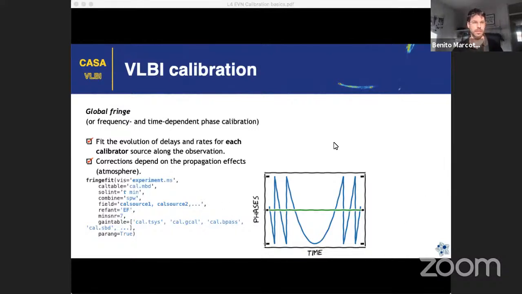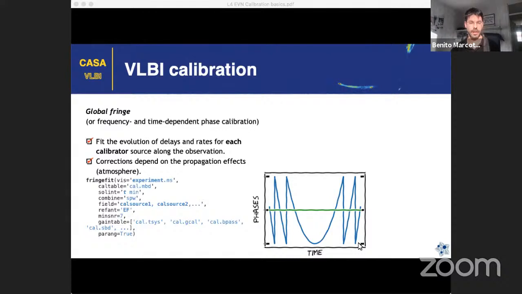And again, these are direction dependent. So you either solve them directly in the target if it is bright enough, or you can only correct for them in a source that is nearby. So the phase calibrator needs to be within a few degrees, so the perturbations are roughly the same for both sources.